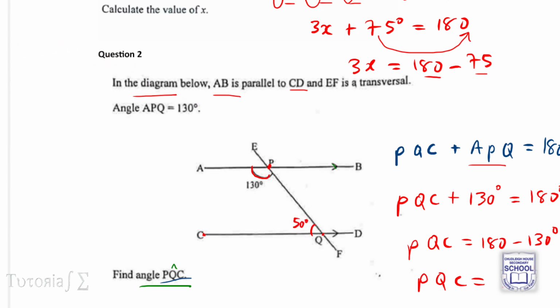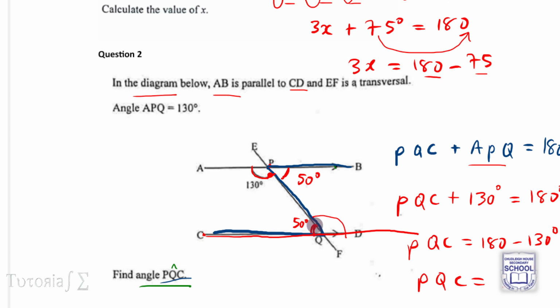And remember what we said, when we create a Z, we see that we can make a Z here. The angles in the opposite corners of the Z are the same. So if this is 50 degrees, you should know that this is also 50 degrees. And the angles opposite, like this angle here and this angle here, will also be the same because this line is 180 degrees.